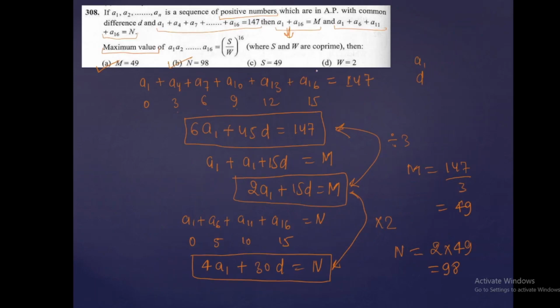So what we get from here is that alpha max is equal to 49 by 2 raised to 16. On seeing that, S is 49, right, and W is 2. So here we have A, B, C, D. All the options are correct.